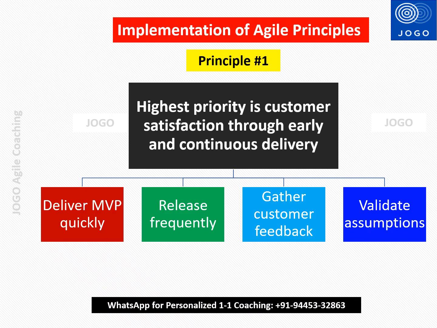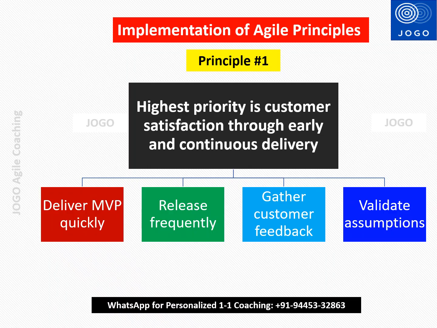Now let us understand how to implement the first agile principle, that is highest priority is customer satisfaction through early and continuous delivery. To implement this principle, we can deliver an MVP, minimum viable product, quickly to the customers. We can plan frequent releases. We can collect regular customer feedback so that we understand their priority. And if we have any assumptions related to requirements, we need to validate them with the customers. By doing these 4 activities, we can demonstrate the implementation of this first agile principle in our work.